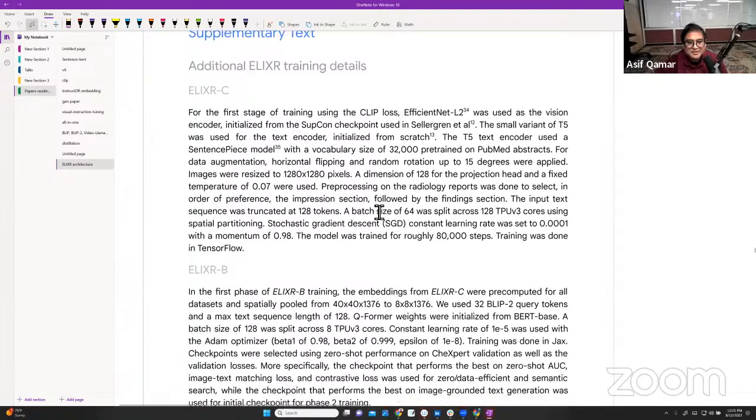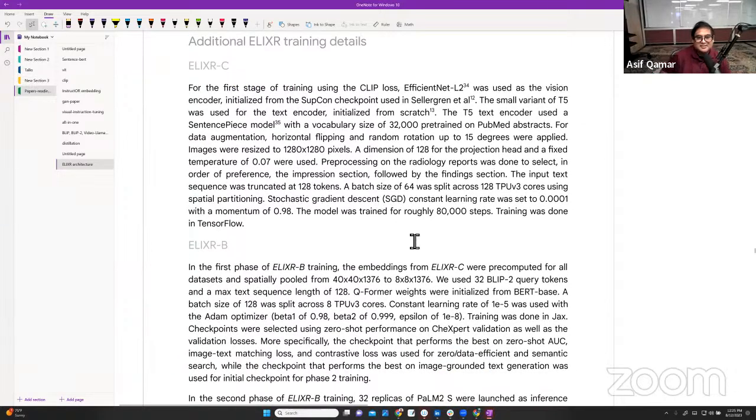This is it. If you look at this, the Elixir C part, the first fine-tuning part, is the big one. It was trained on a batch size of 64 across 128 GPU cores. Now, this is the big deal. They used a lot of hardware to train this. The rest of it is momentum and so on. But the thing that will get us thinking is that this is one big, expensive exercise to fine tune. That's right. All right.